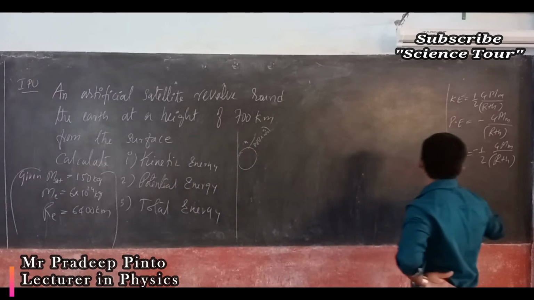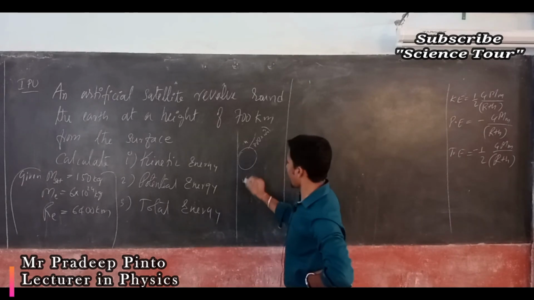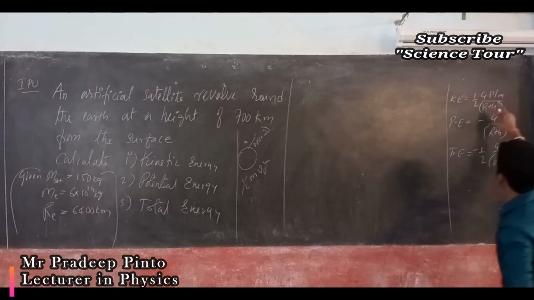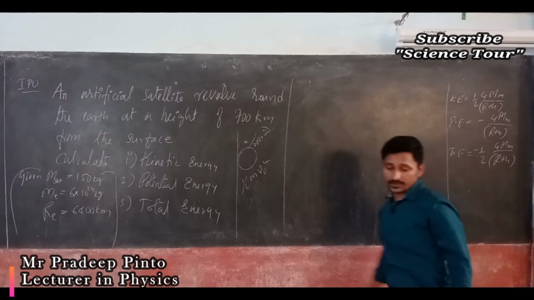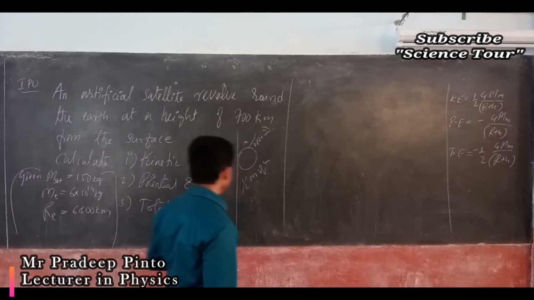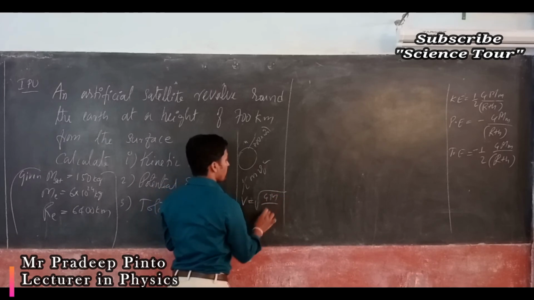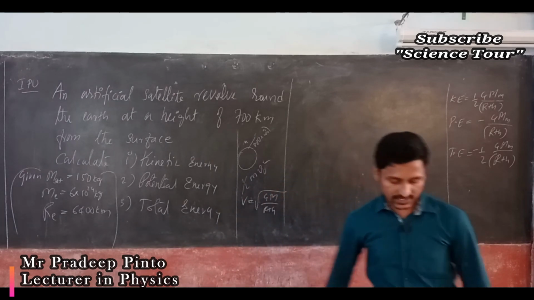Now kinetic energy means half mv square, no? So kinetic energy means half m v naught square. We don't have g, we don't have mass. We can use this, but we can also use the orbital velocity, that is nothing but v is equal to square root of GM divided by r plus h.